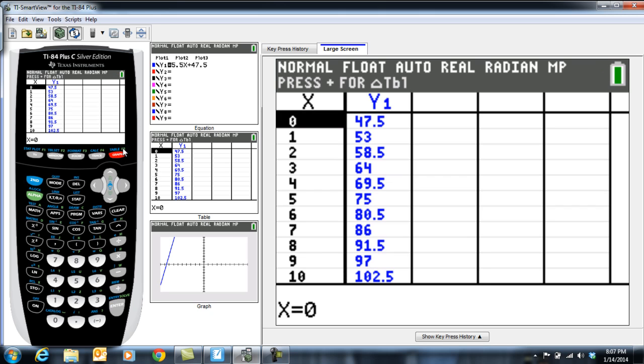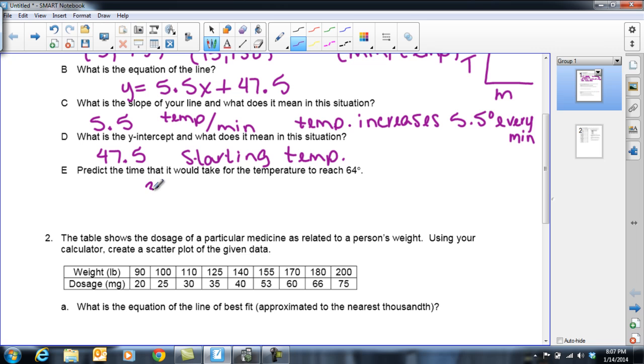And now I need to find where the temperature is 64. Remember, temperature is the y value. So I'm looking in this column that's blue, and right here is 64, and that's after 3 minutes. And so my answer, it would take 3 minutes to get to 64 degrees. I could also, if I didn't have my calculator, plug it into this equation like this, use my algebra skills and solve that equation for x, and my answer would be 3. But your calculator will do it for you once you know the equation.